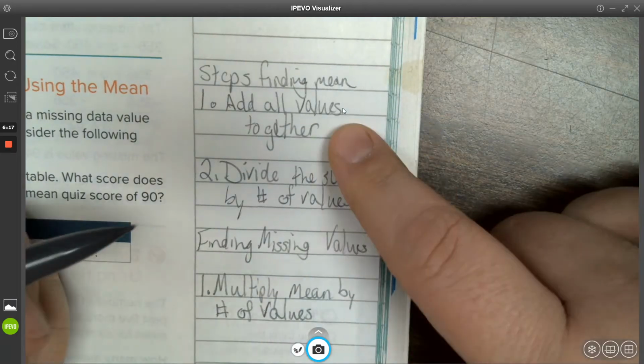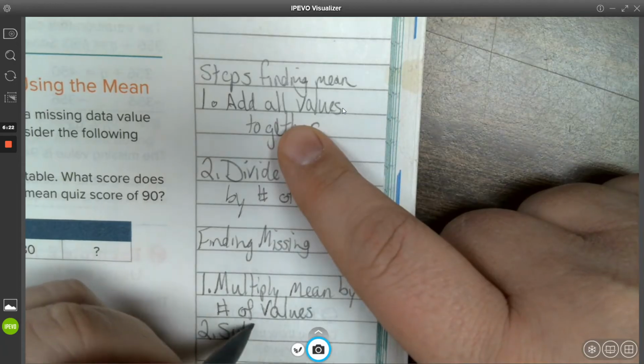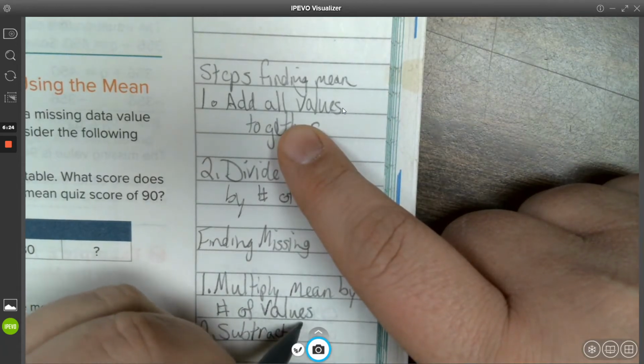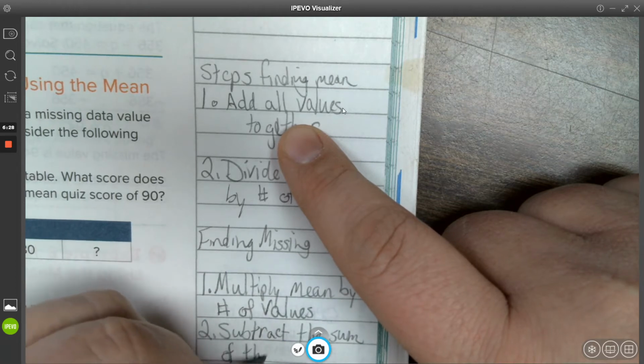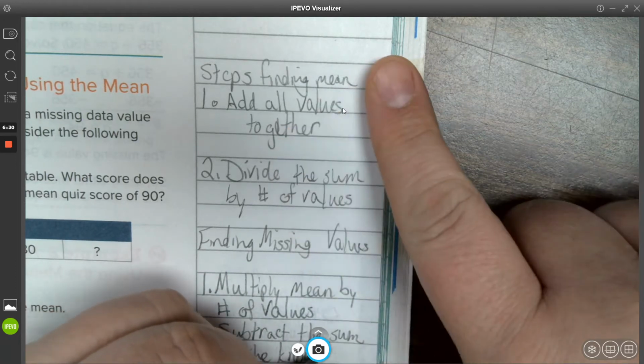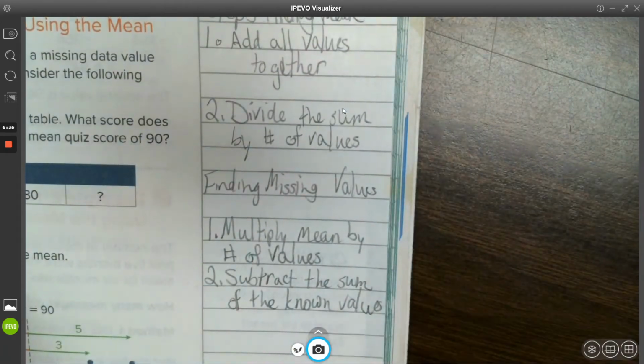Okay. And then we subtract instead of add. We subtract the sum of the known values. So see how we're kind of working backwards through the problem?